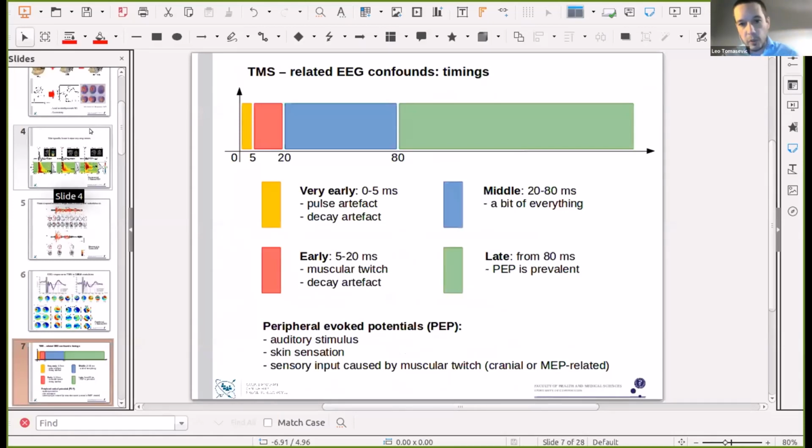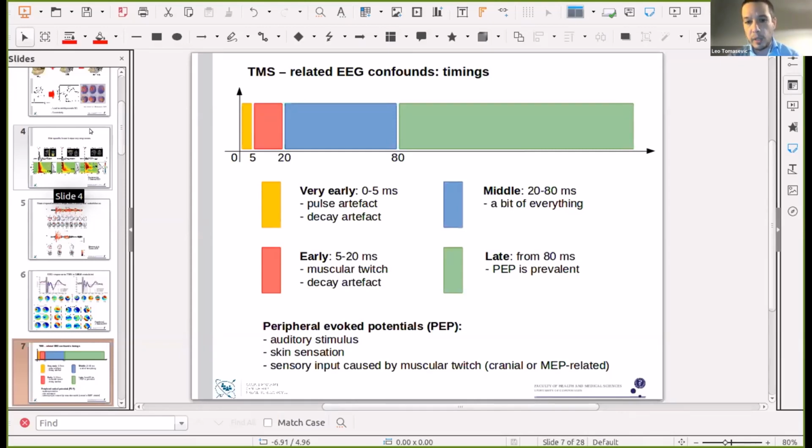I promised to speak about artifacts, and this is a simplified description of the artifacts that appear with TMS-EEG. In the very early stage, in the first 5 milliseconds, there is the pulse artifact, which is due to the direct interference of the TMS with the electrodes. There is the decay artifact, which is due to the charge of the electrodes, which need to discharge to get back to baseline. Then there are very early artifacts within the first 20 milliseconds, which is again the decay artifact ongoing in case it hasn't discharged yet.